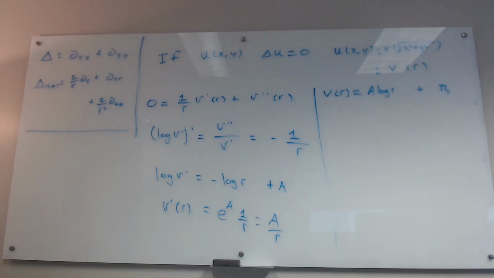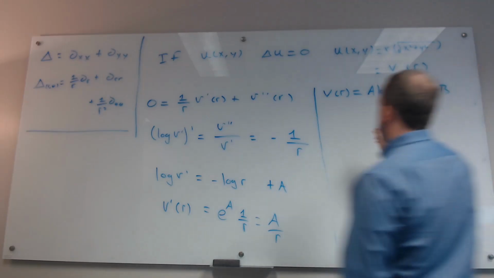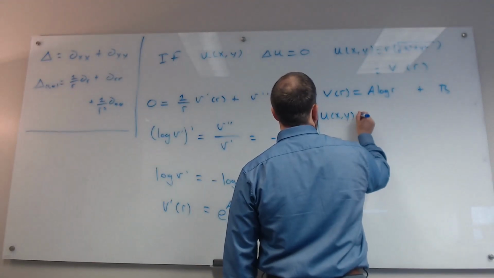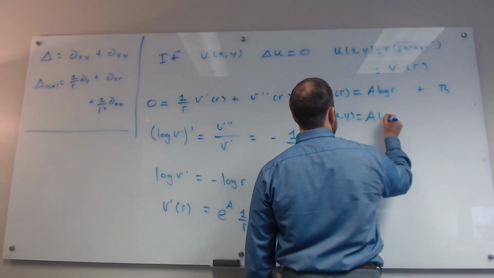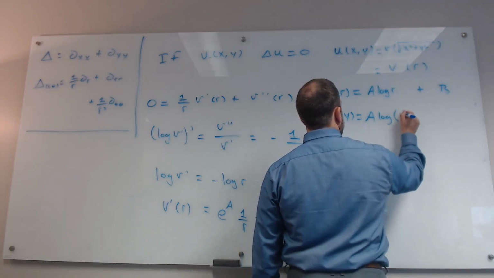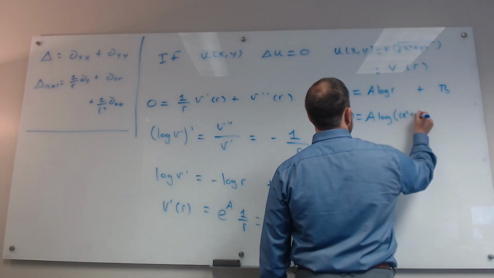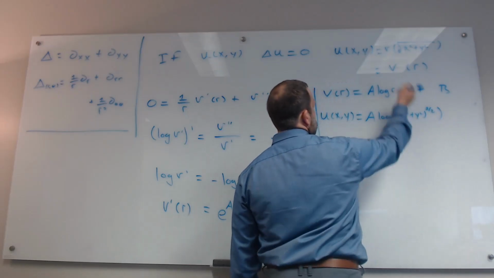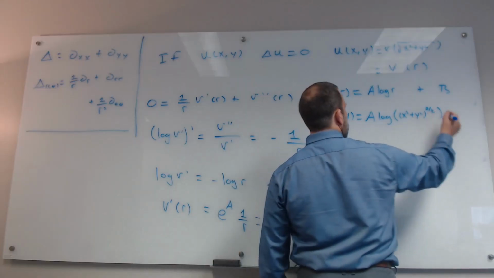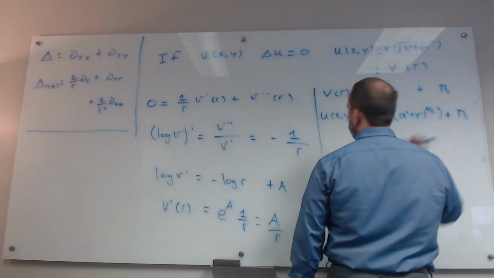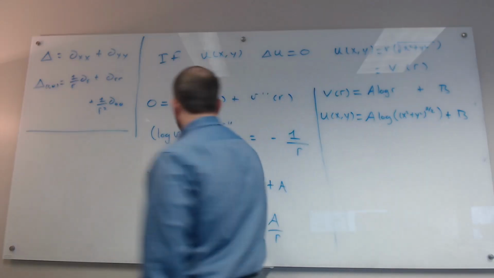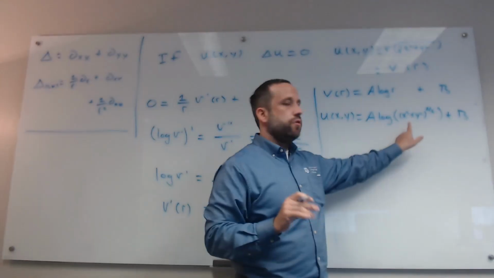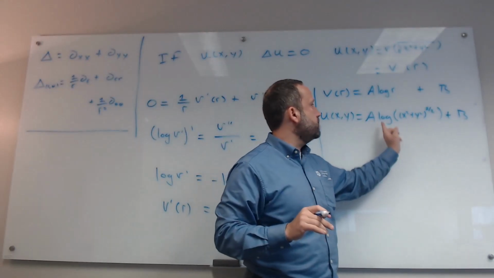Now if we think back to polar coordinates, or what r means in polar coordinates, what this tells us is that if u of xy has the form a log of x squared plus y squared to the 1/2, because r is equal to x squared plus y squared to the 1/2, plus b, this is going to solve Laplace's equation, at least on a domain that doesn't include 0, 0. Because if x and y are both 0, this is not defined.